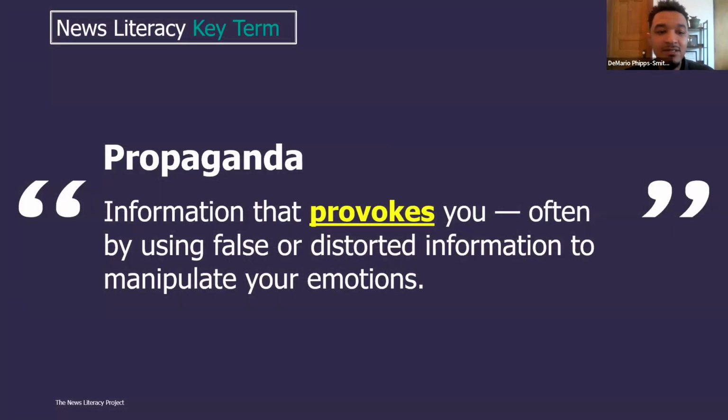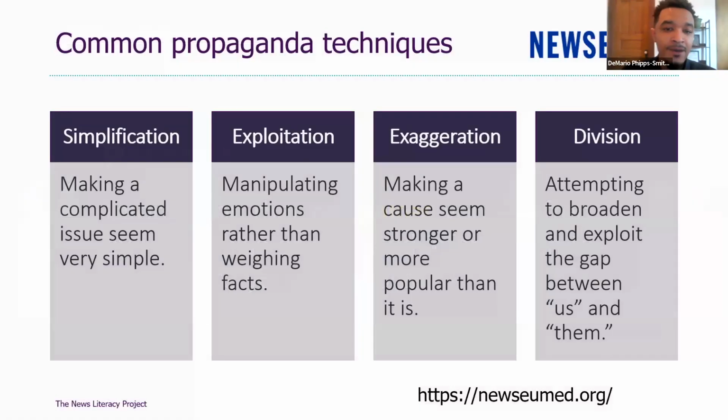So another key term, propaganda. It's information that provokes you by using false or distorted information to manipulate you. Some of the common propaganda techniques brought to you by the museum are things like simplification, taking really complex issues, say the outbreak of COVID-19 or any other major conspiracy, right? And making it seem like there's this shadow organization or some collusion happening between countries. It's taking a really complicated thing and just slapping a really simple explanation on it.